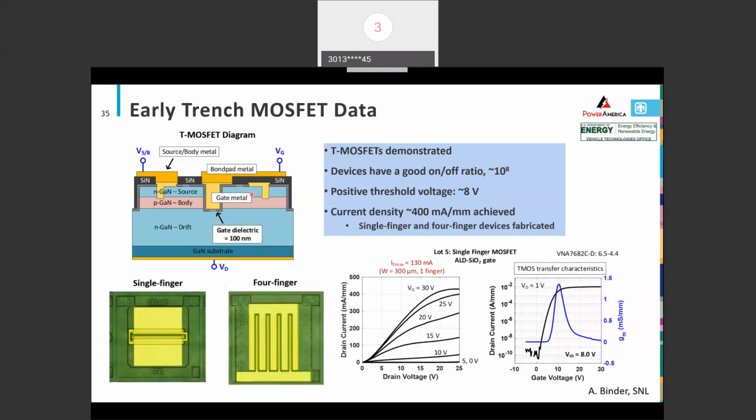And then I think this is the last technical slide here, just some examples of the devices we've made and data. We've got a single finger and a 4-finger version of this, and you can see some representative data. So it does work as a transistor. This particular one had an ALD SiO2 gate. We've looked at aluminum oxide as well. But pretty decent gate control and about 400 milliamps per millimeter. If we look at the transfer curve, threshold voltage is about 8 volts, so a nice positive threshold, and then the on-off ratio is close to 10 to the 8. So that's pretty good too. And then the transconductance curve is also shown. So I just wanted to show a couple examples of some other types of devices.